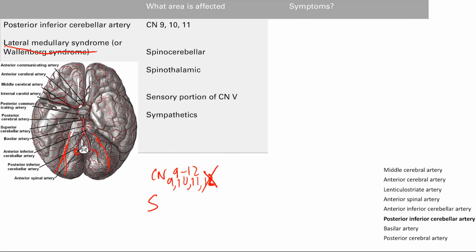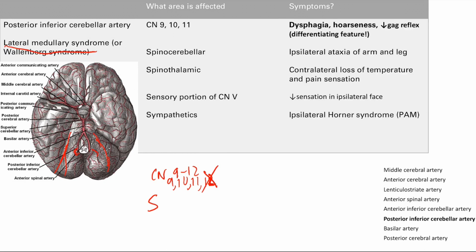The key difference here is that cranial nerves 9, 10, and 11 are involved, and these are involved in dysphagia, and basically dysphagia, hoarseness. You get decreased gag reflex. This is a differentiating feature. So if you have a patient with stroke symptoms and you see this, honestly, you pretty much already know that it's lateral medullary syndrome. Nothing else is going to cause this, so you're going to have involvement of the posterior inferior cerebellar artery. We've gone through all these other symptoms already in our last one with the anterior inferior cerebellar artery, so I don't think we need to belabor it.